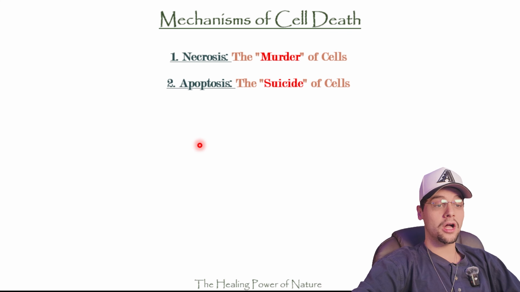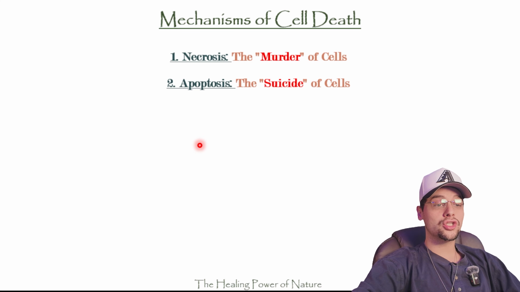Versus apoptosis. Apoptosis is the suicide of the cell. Apoptosis is a highly regulated, energy-dependent process of programmed cell death. It can be physiologic, like during embryogenesis or immune cell selection, or pathologic, like DNA damage or misfolded proteins. There is no inflammation without spilling intracellular contents. It's mediated by caspases, which orchestrate the cell's orderly breakdown.